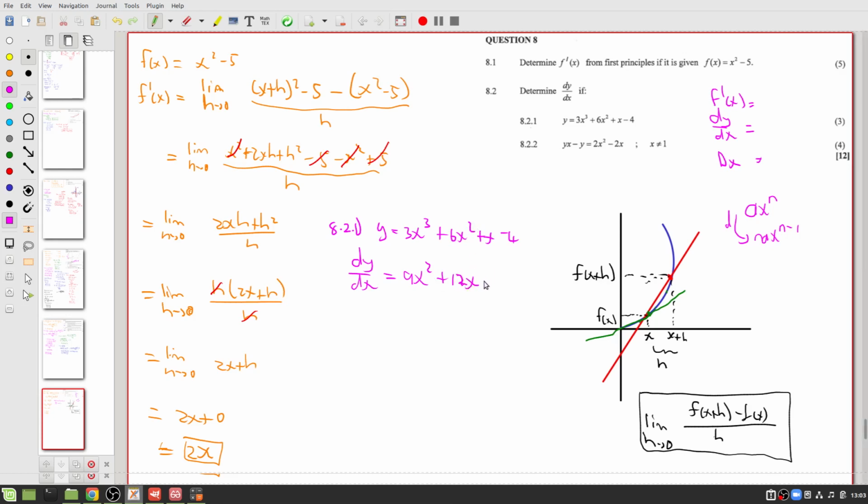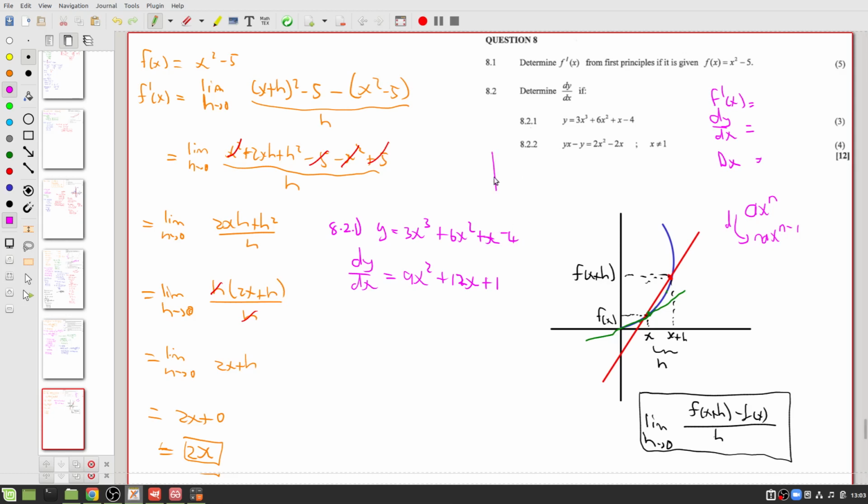So that's it. Then plus, okay, so here we just have an x, so 1 times 1 is 1. x to the power 1 minus 1 is 0. But x to the power 0 is just 1, right? So we don't have to write that. So that's just 1. And then minus 4, there's no x's there, so that just falls away. So any constant just falls away.